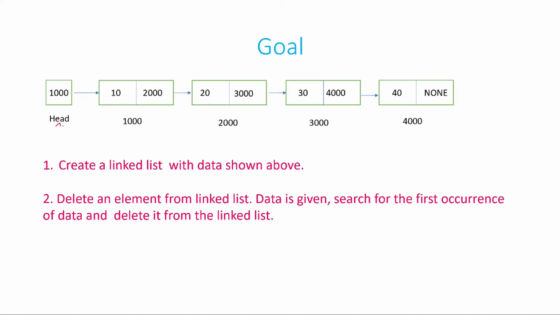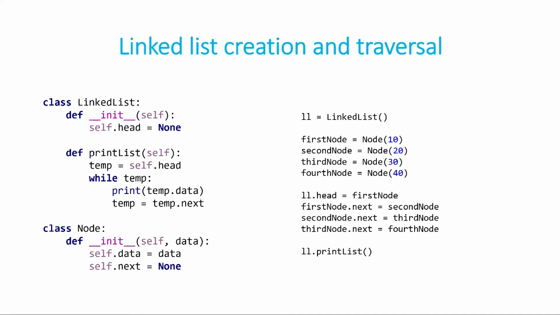So what would be given to us? Data. We'll see if this data is present in the linked list. We'll search for the very first occurrence of it and we'll delete it from the linked list. The first part we have already done. We have already created a linked list having data as 10, 20, 30 and 40, and we have also written the method for traversal. You can see here we have class LinkedList, we have class Node, and on the right hand side the usage of it.